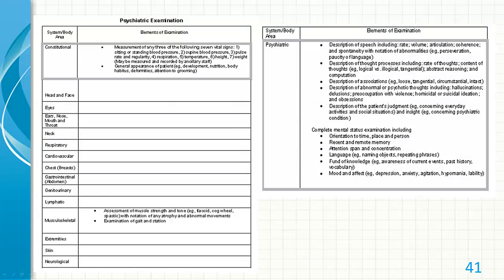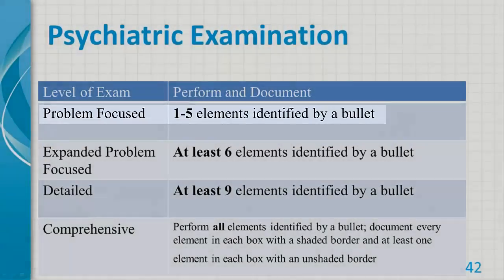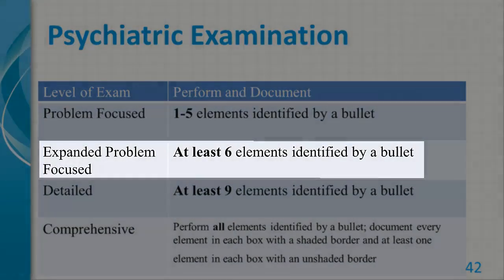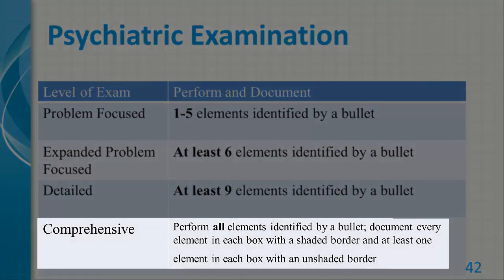This is what the psychiatric examination looks like in the 1997 guidelines. Note the shaded border for constitutional, the unshaded border for musculoskeletal, and the shaded border for psychiatric. The psychiatric examination has 4 levels: problem-focused with at least 1 bullet, expanded problem-focused with at least 6 bullets, detailed with at least 9 bullets, and comprehensive with all the bullets in the shaded boxes, constitutional and psychiatric, and at least 1 bullet in an unshaded box, musculoskeletal.